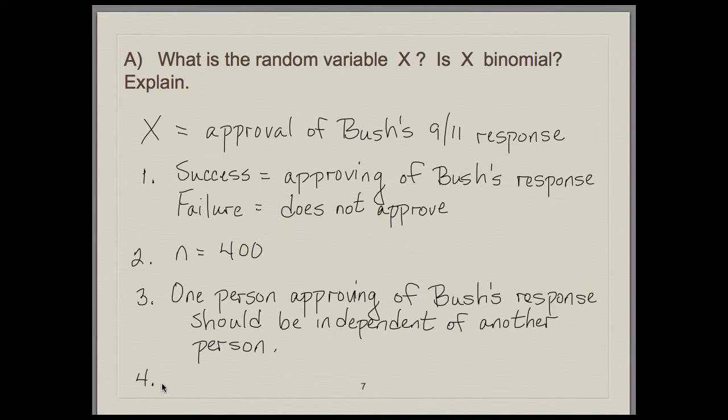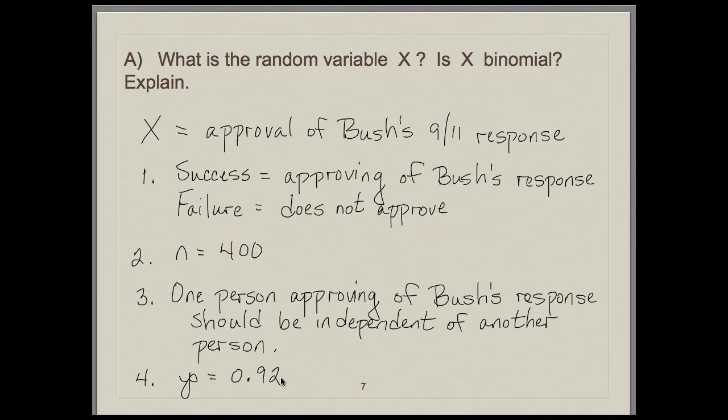And finally, the fourth criteria is that there does need to be a designated probability of success. Well, the best thing we have to go for in this case is what his approval rating was a week after the 9/11 attacks. And so we can use that for our probability of success. He had a 92% approval rating. So it does appear that the random variable that we have identified here is indeed a binomial distribution.